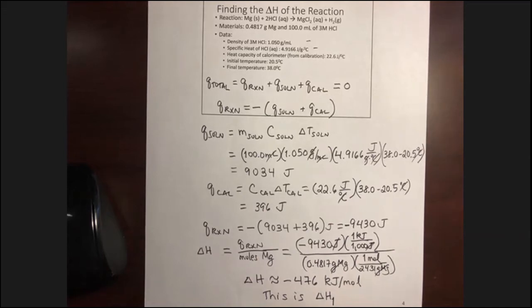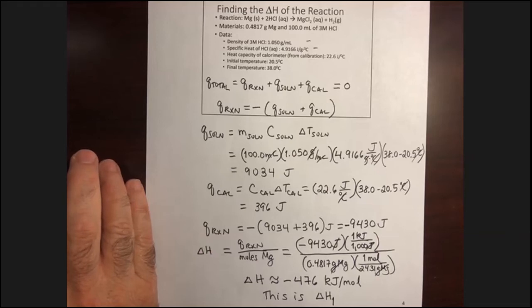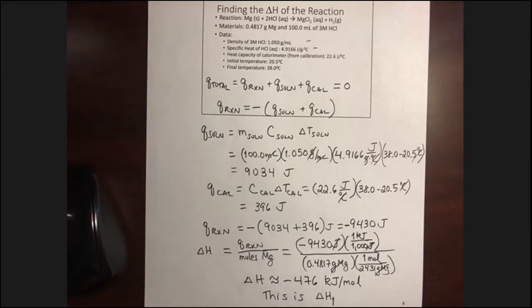What do we do next? Well, the next thing you'll do is you will take the data for the reaction of the metal oxide. Let's say in this case, magnesium oxide, okay? And then what you'll do is you'll do the same set of calculations for the oxide and find out what was delta H for the oxide. That is going to be delta H2, all right?